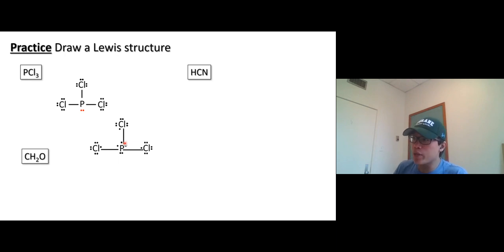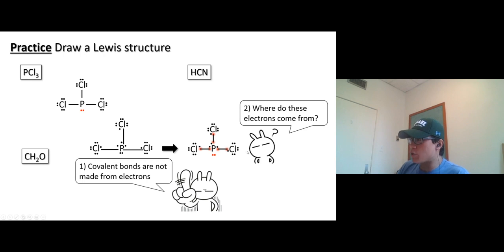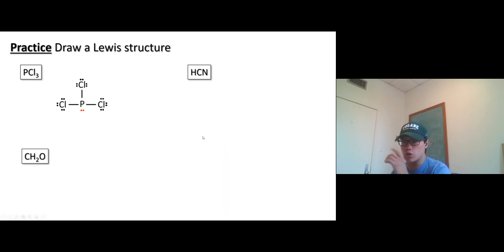If you want to draw a covalent bond, you need 2 electrons. So from this electron to that electron, this electron to that electron, this electron to that electron. Otherwise, you're going to get a structure like that. What is this, right? Covalent bonds are not made from electrons. And where do these electrons come from? Doesn't make any sense. So you just add 6 electrons in this structure. I mean, doesn't make any sense. Okay, so don't do that.